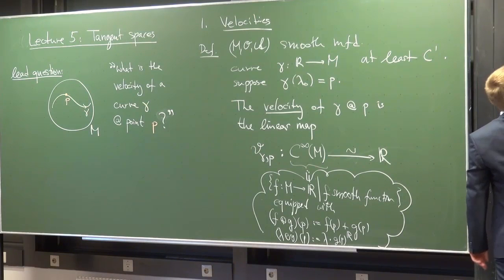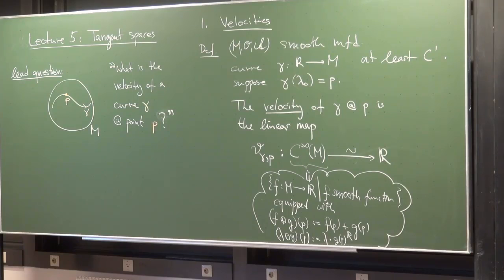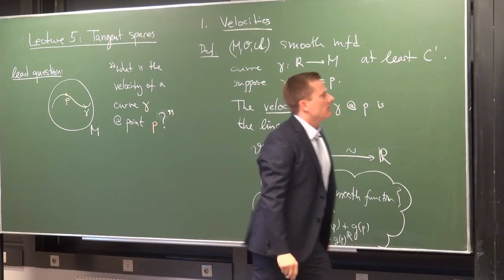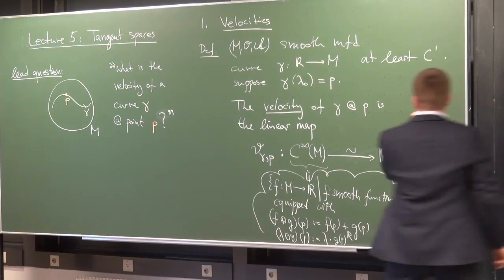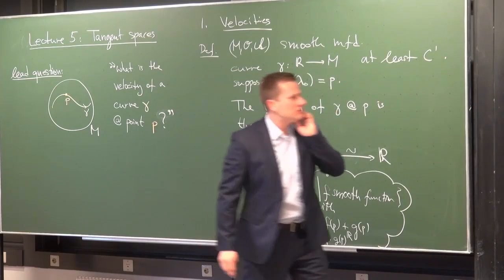It takes this function f and it maps it to V gamma P of f. Now I need to tell you how this is defined. This is f after gamma. You take the derivative of that and you evaluate at the parameter value lambda 0. That's it. That is the velocity of gamma at a point P.